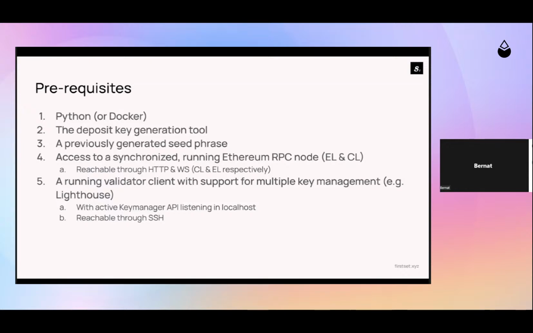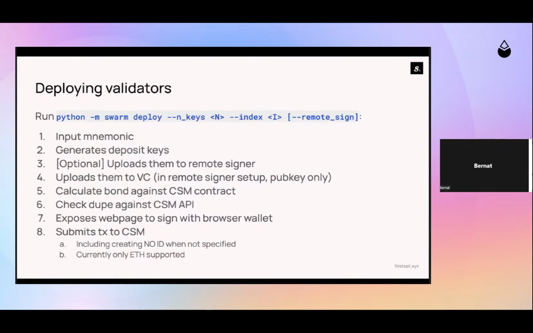You also need access to RPC nodes, and you need a validator client that has support for multiple key management. We use Lighthouse, and it works well. It needs to be reachable through SSH. One of the premises of the tool is that your machines, like the validator and the remote signer, are accessible through SSH, because the tool creates SSH tunnels with those machines. So that's also a prerequisite in a way.